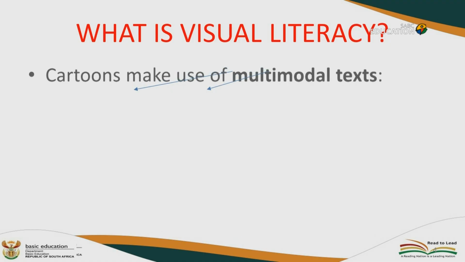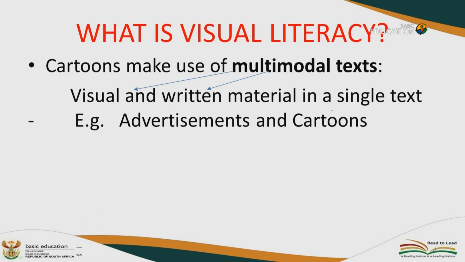We are going to go into explaining further what multimodal texts are. Now, within visual literacy, you've already been told that visual literacy is the ability to comprehend the drawings that are within advertisements or within cartoons. So an example of a multimodal text is an advert or a cartoon, or you can go further and say text B in the comprehension section, or text G in the language section, question 5.